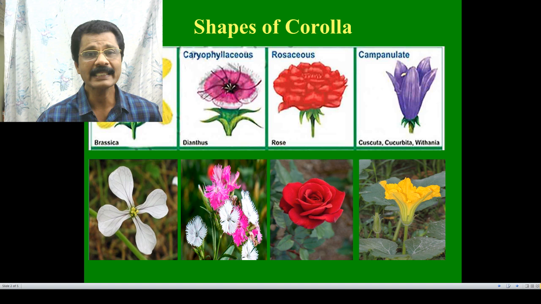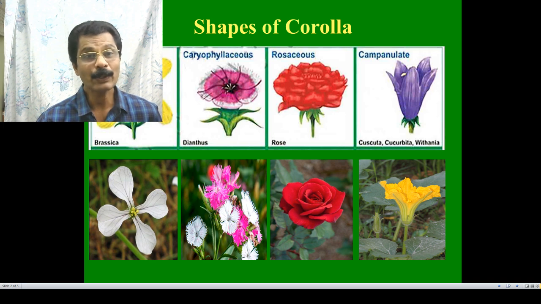And the second one is caryophyllaceous corolla. Here the number of petals is five, and the margin of these petals is ciliated or serrated, and such a type of corolla is called caryophyllaceous corolla, usually found in Dianthus, right?